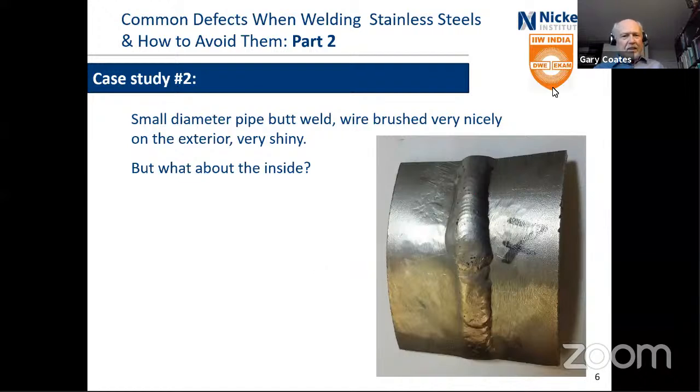The next case was another place. It was a small diameter butt weld, and obviously the welder took a great deal of care in the external appearance of it. He wire brushed the weld and the heat affected zone very nicely. It was nice and shiny, but what about the inside? The corrosion environment is on the inside, and that's the one we are most interested in.